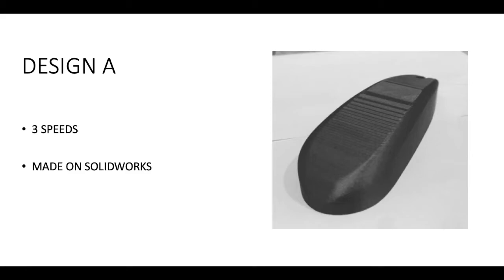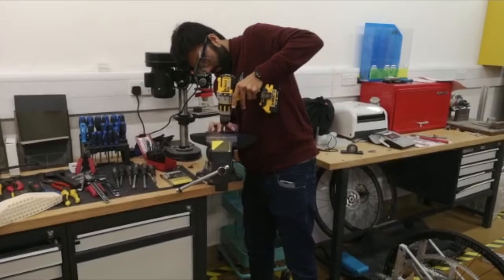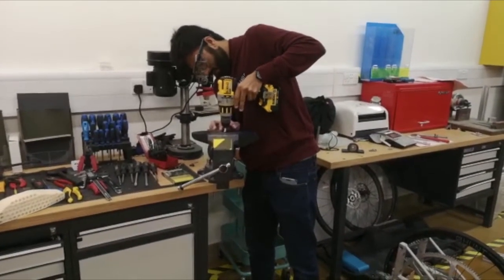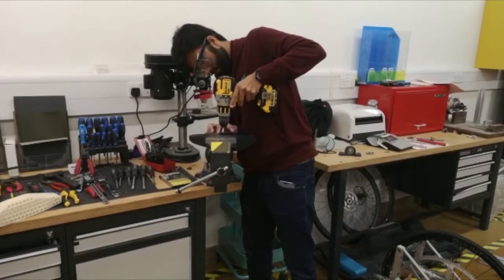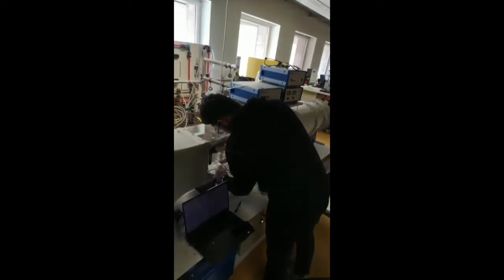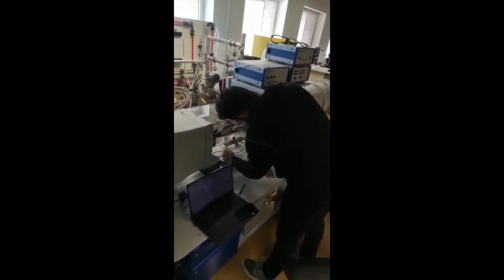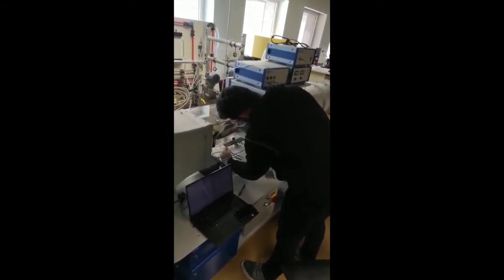Design A was modeled on SolidWorks, and then the model was exported to 3D print. A 4mm hole was drilled in the center of mass of the model, so that the metal supporting rod can be fitted in the model. The 3D printed model with the rod was fixed in the wind tunnel, and testing began. 5 trials were done for each speed.